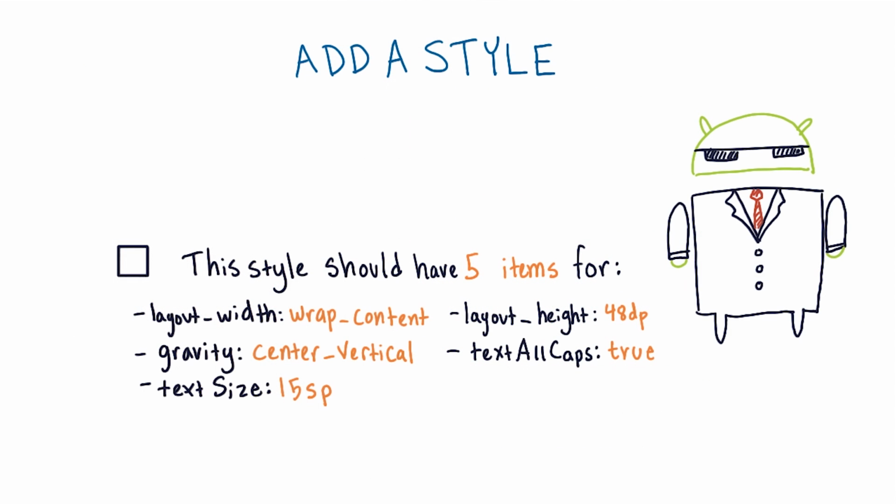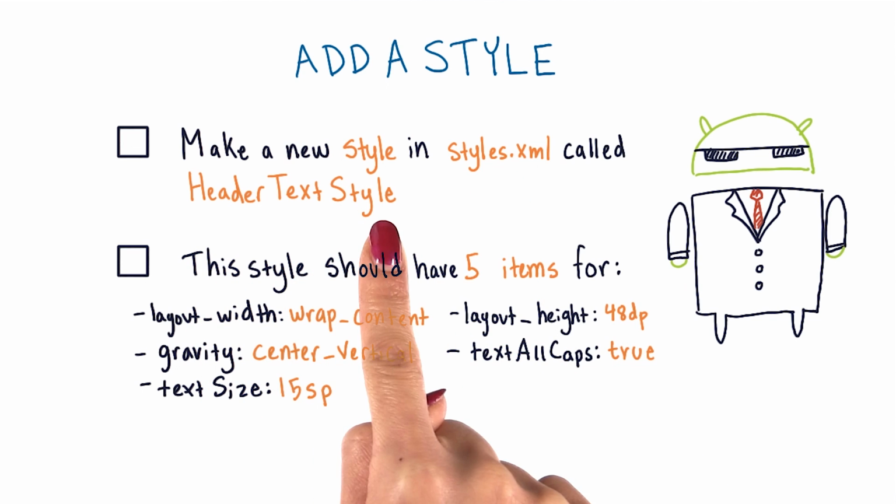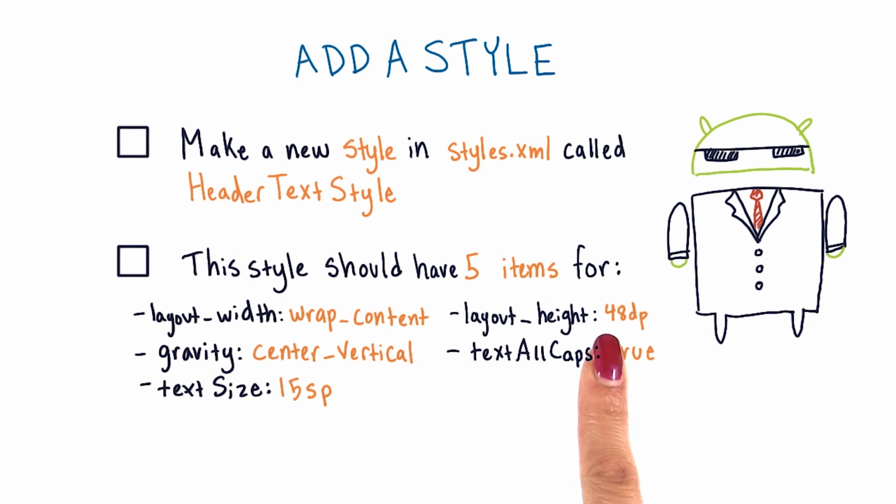Alright, so the example I just gave you is not the style we actually want. Instead, you'll need to use these attributes. We want our headers to have a height of 48 dp with text vertically centered within that, and with the text capitalized as well. These values came from the material design spec. You can see the instructor notes for more details. We haven't covered the gravity attribute in depth, but this just means we're centering the text vertically within the text view. So I want you to make a new style in the styles.xml file called header text style, and it should contain these 5 properties.